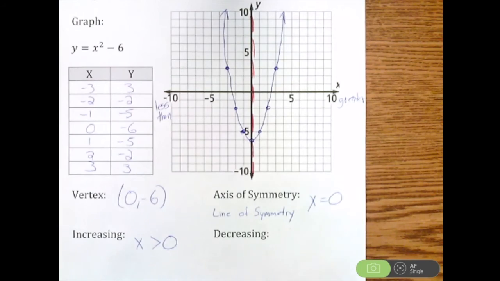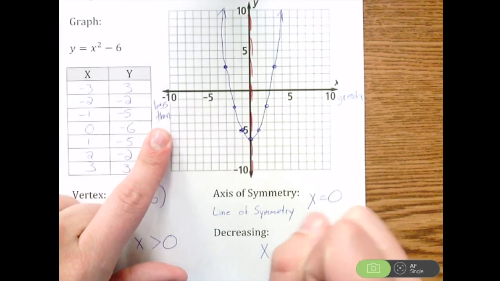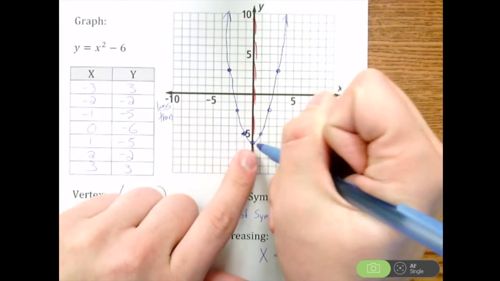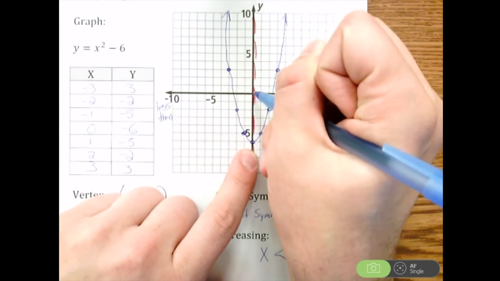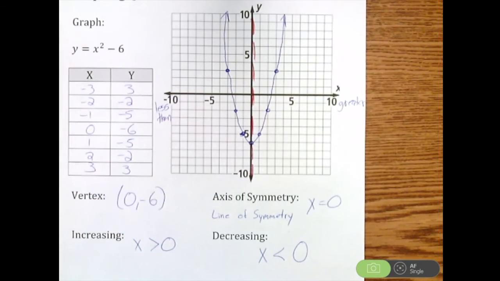And let's talk about where we're decreasing. Well, it was on the left side, we're coming down. So we need x is less than, and the x value, all x is to the left of this point right here, which is 0. So x is less than 0.